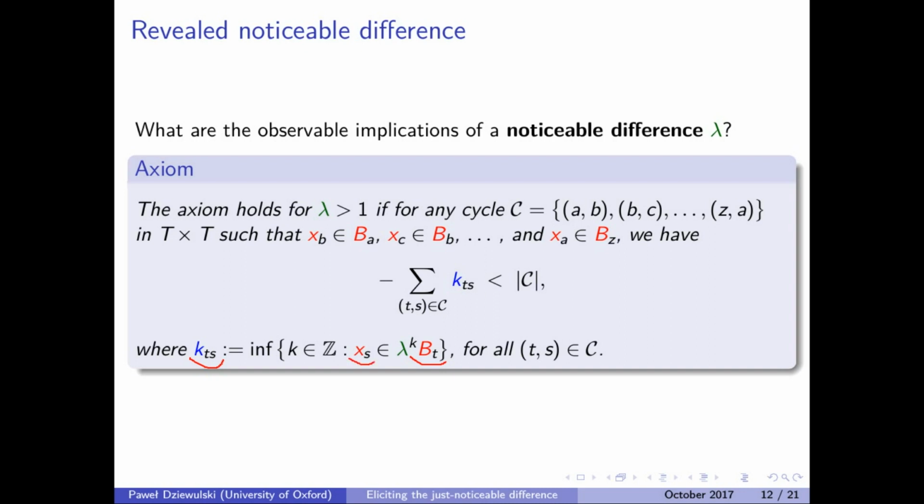Note that, by construction, since each element XS belongs to the set BT along the cycle, all such numbers must be negative. Hence, such numbers determine how many times we can scale down the budget set BT by lambda without excluding XS. Equivalently, this condition requires that, for any cycle induced by the set of observations, the average number of shifts KTS must be strictly less than 1.